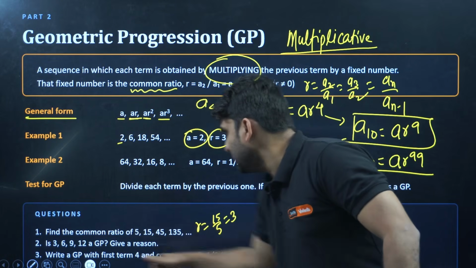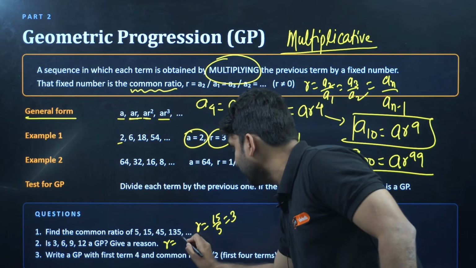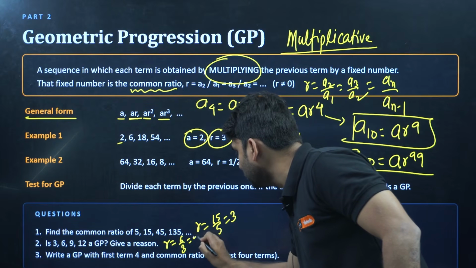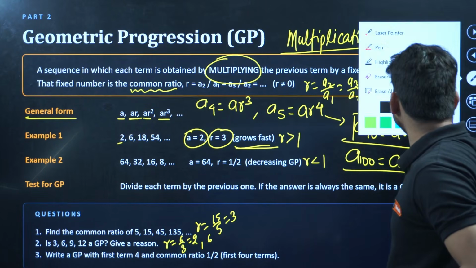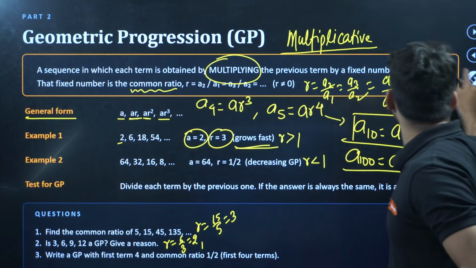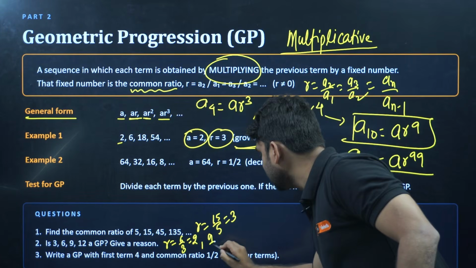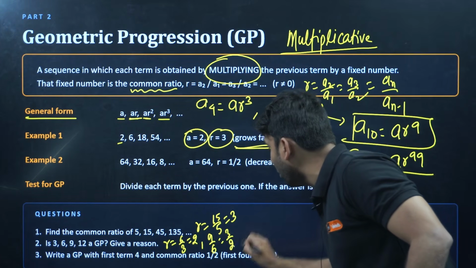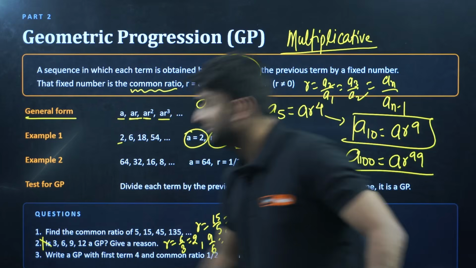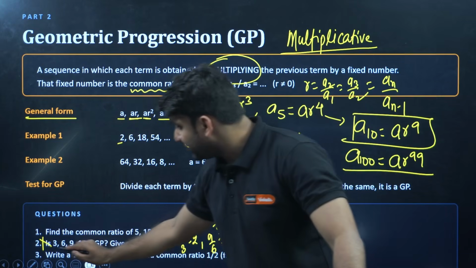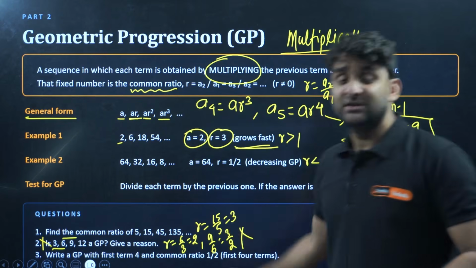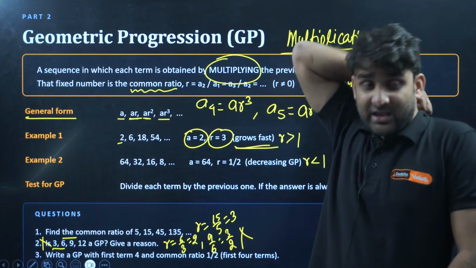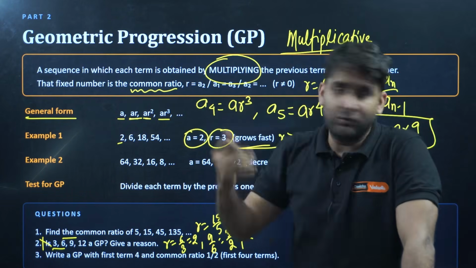Is 3, 6, 9, 12 a GP? Now check whether this is a GP or not. So the common ratio should be the same. 6 by 3 is 2, and here 9 by 6. What will be 9 by 6, guys? 9 by 6 will be 3 by 2. No, this will not be a GP, because the common ratio between 3 and 6 is 2, but the common ratio between 6 and 9 is 3 by 2, which is not equal. And if the common ratios are not equal, it will not be a GP.